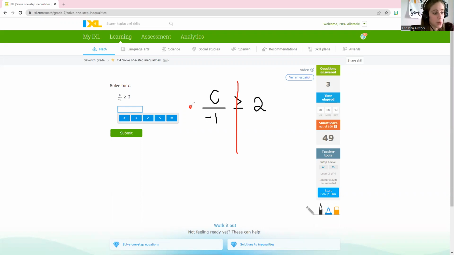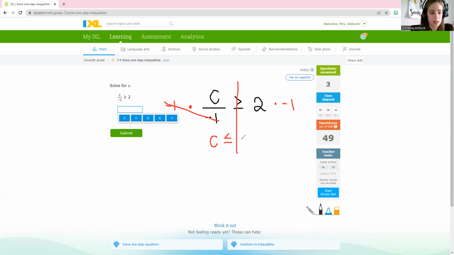Multiplication. So we're going to multiply both sides by -1. These cancel out and we're left with C. Now, we just multiplied by a negative number. Do you remember what that special rule was? What do we have to do when we multiply by a negative? We have to flip our inequality sign. So that greater than or equal to flips around and becomes a less than or equal to.